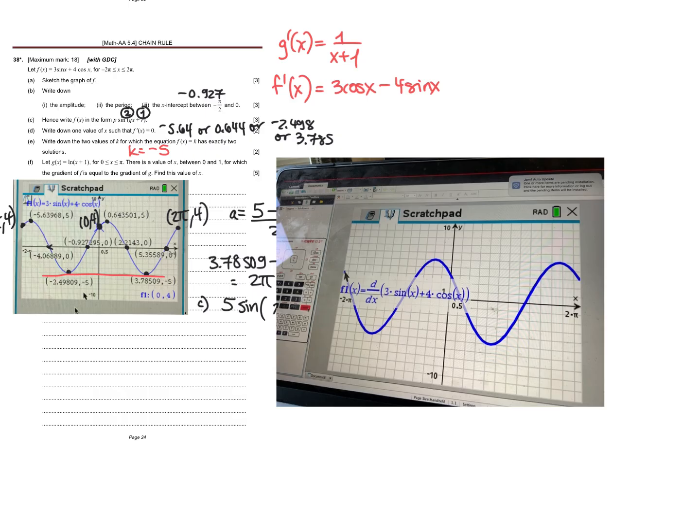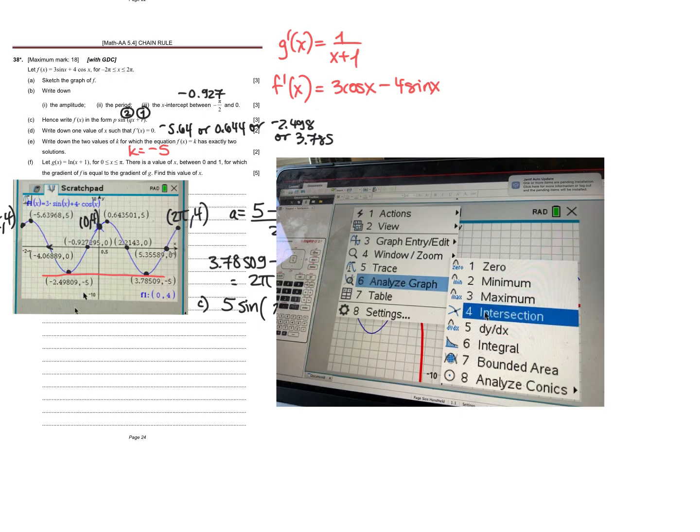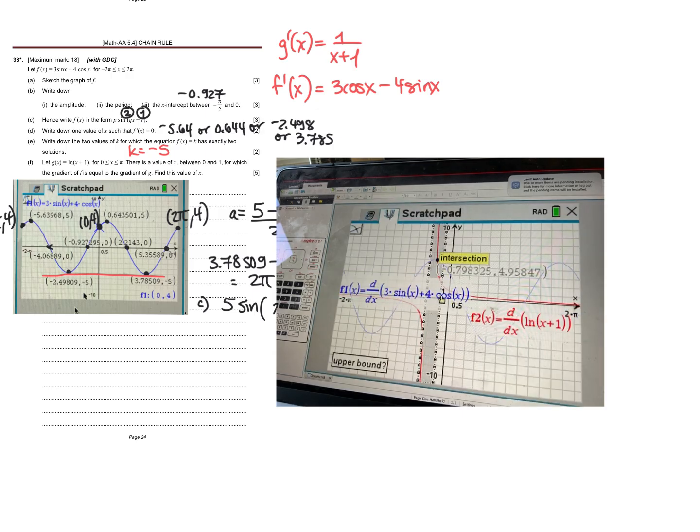All right. Now, we can graph also, so tab, and then this one, d/dx. So the derivative with respect to x of natural log x plus 1, graph it. And now we just need to find when these two intersect again. So analyze graph, intersection. So that one is that negative number, we don't need it. This is the one we want, okay? So that's the answer, 0.511.